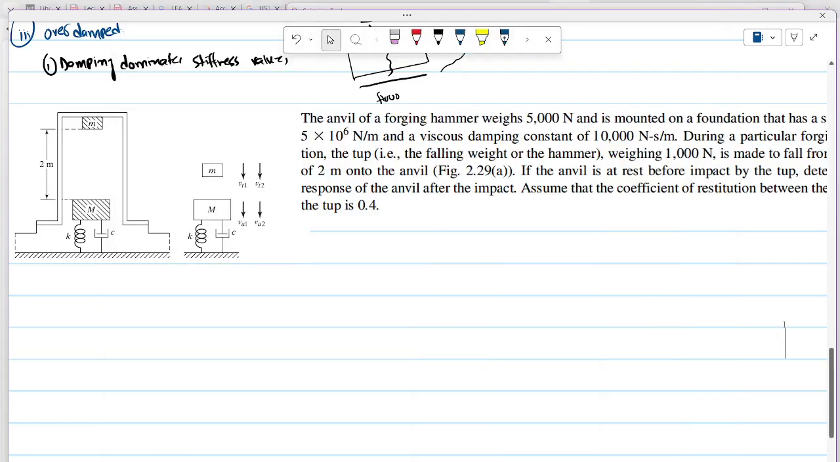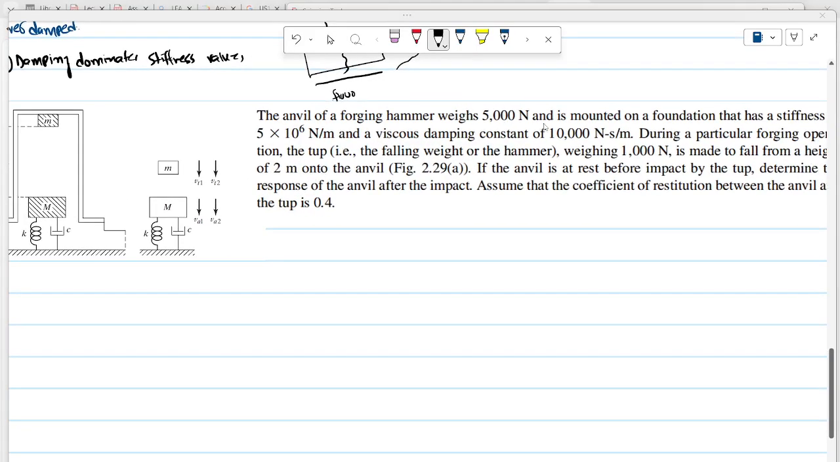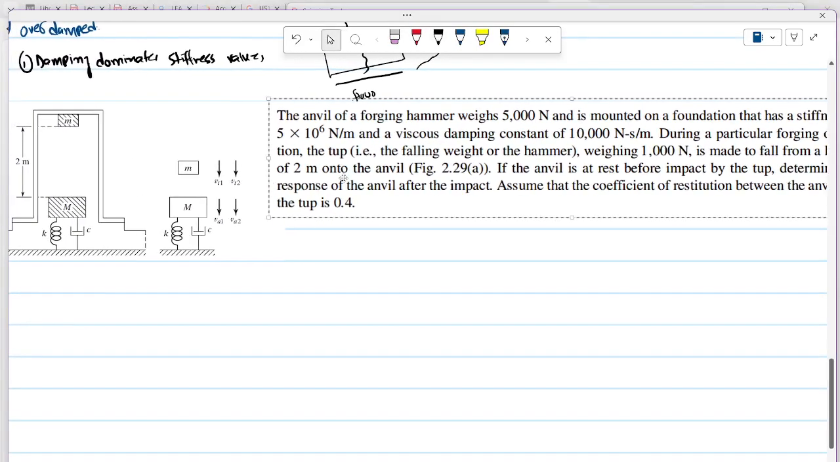Now let's try this problem. So it says the anvil of a forging hammer that weighs 5,000 Newton is mounted on a foundation that has a stiffness of 5 exponent 6 Newton per meter and a viscous damping of 10,000 Newton seconds per meter.